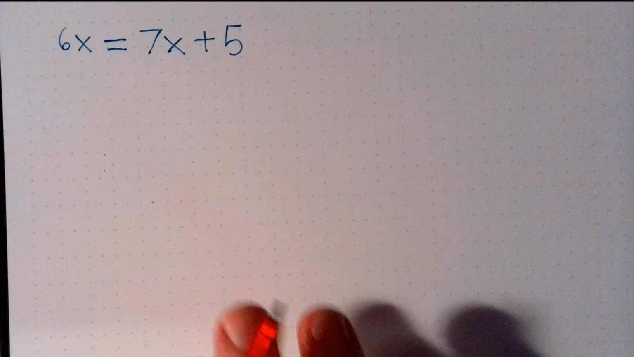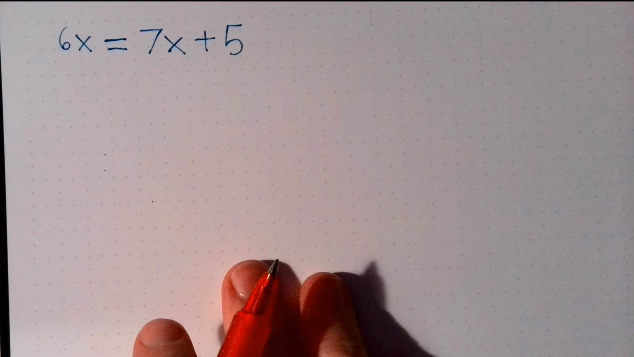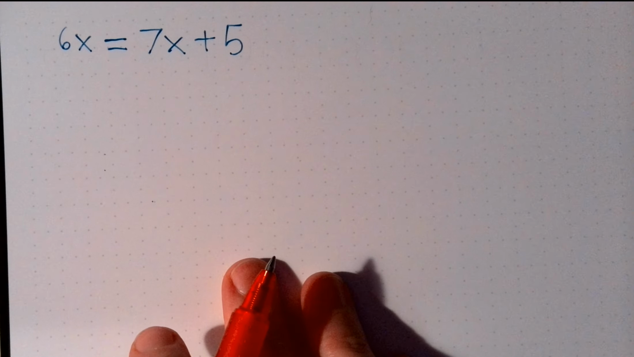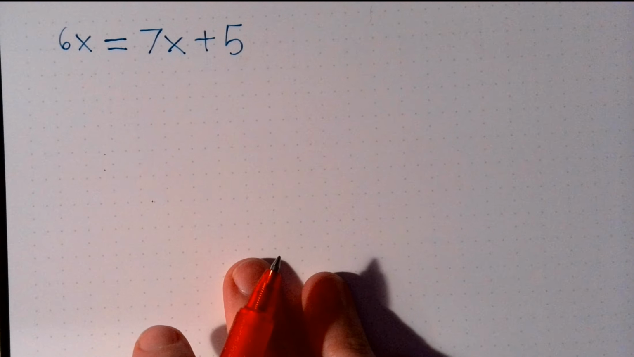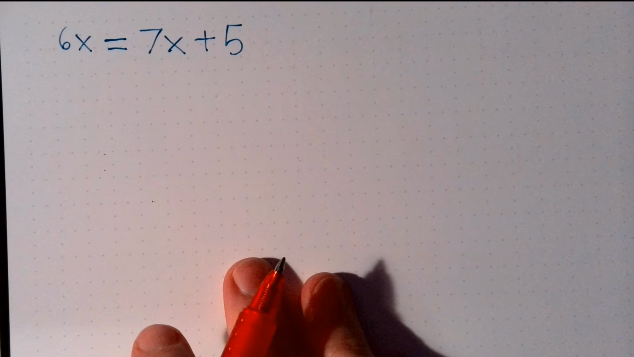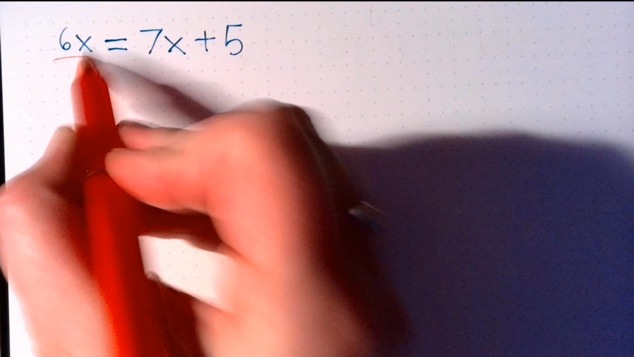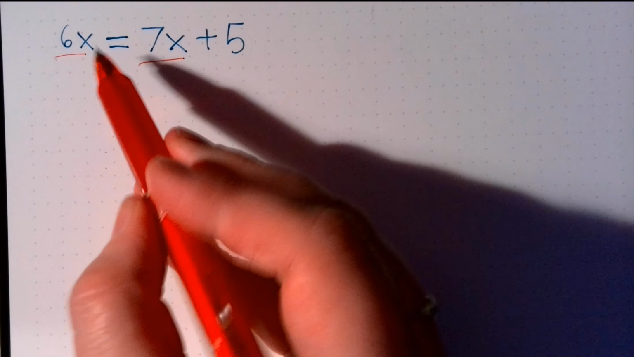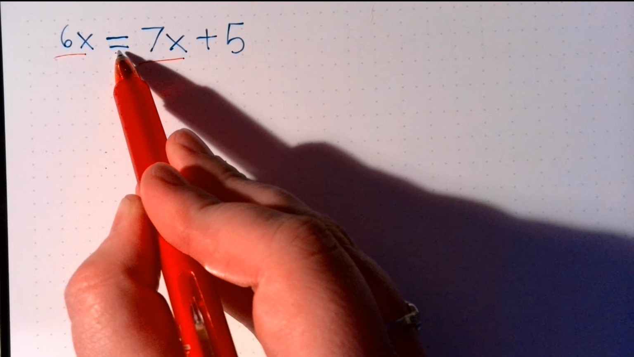All right, so in the last video, we left off with variables on the same side of the equal sign. So now we're going to talk about what do we do when they're on opposite sides. So in the case that they are on opposite sides, we want to get them on the same side. So here are my variables. Okay, I've got 6x and 7x, and they are both on the opposite sides of that equal sign.